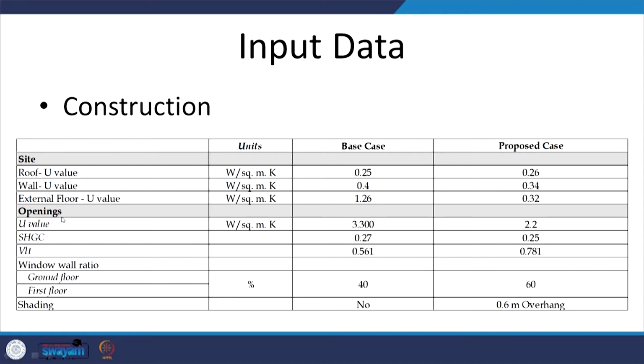Similarly, for openings, fenestration, the U value has been further reduced from the base case 3.3 to 2.2, which implies that the proposed case should ideally perform better as far as its overall energy performance is concerned. Same as with SHGC and VLT. So, we have a better VLT, which implies more daylight being available, and a lower SHGC, which implies lesser heat being brought in. However, what we have done here is we have increased the window wall ratio from 40% to 60%. So, there are more windows and we have also added the overhang. So, this is what we have changed from the base case to the proposed case.